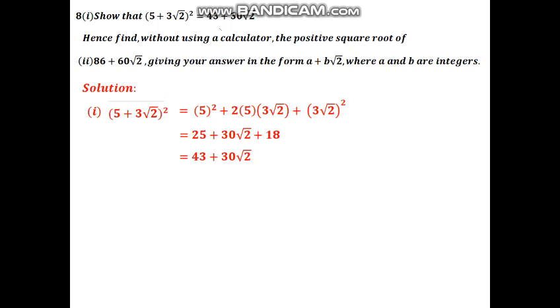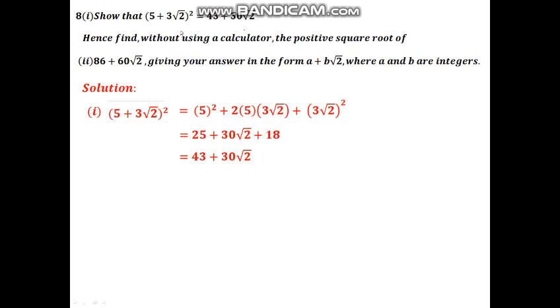Okay, next they ask, hence find, without using a calculator, the positive square root of 86 plus 60 square root 2, giving your answers in the form of a plus b square root 2, where a and b are integers. Okay, so how are we going to tackle this question? When you look carefully, 86 plus 60 square root 2 is actually 2 times (43 plus 30 square root 2). Okay, so what I will do is, I first will just copy down this proven equation.